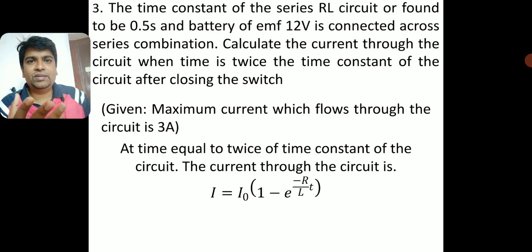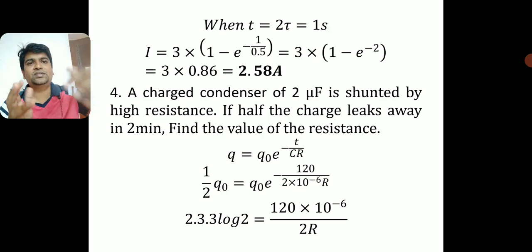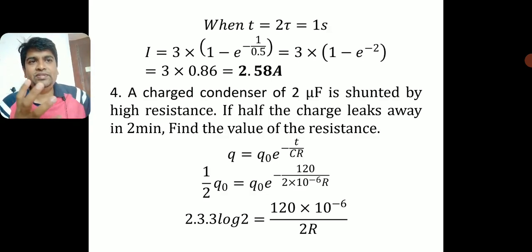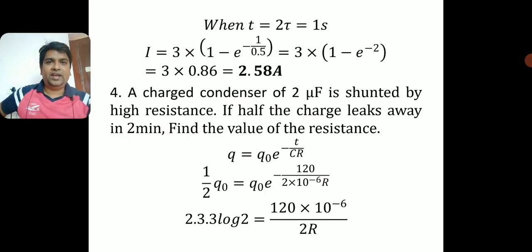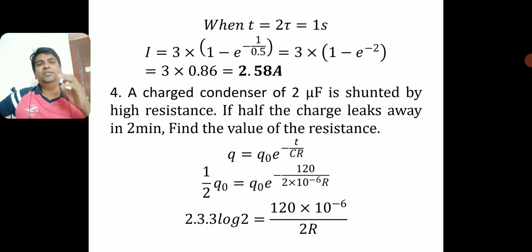Now it is clearly mentioned within the bracket that the maximum current which flows through the circuit is 3 amperes. So the maximum current is given, which is 3 amperes. Substitute I naught as 3 amperes, and within the bracket it is 1 minus e to the power of minus 2. You can do it with a calculator. Finally the current is calculated as 2.58 amperes with only one data given, which is that time is 2 times the time constant. That is enough to find the current if the maximum current is given.